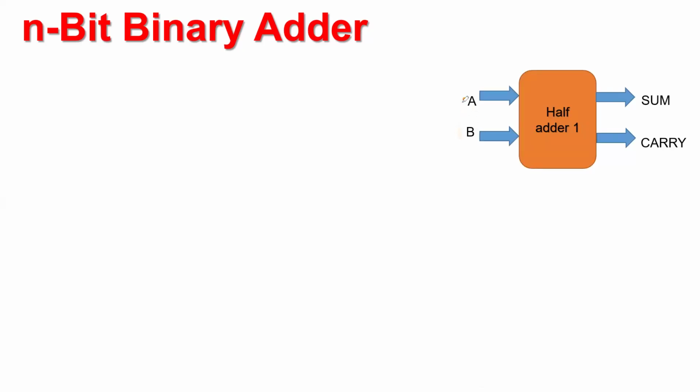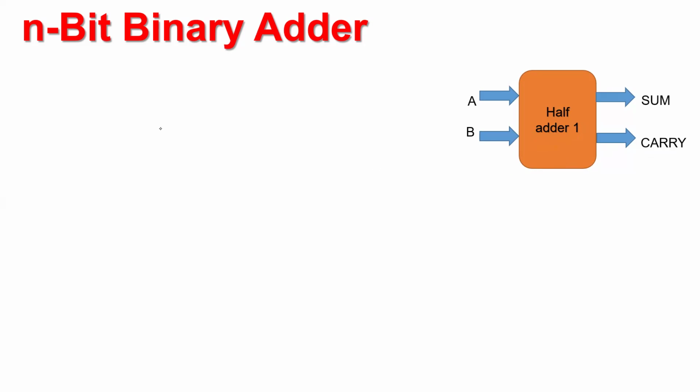For the combination 1 1, you have sum equal to 0 and carry equal to 1. So the carry is generated when both bits A and B are equal to 1. And this circuit is called a half adder because in this addition of 1 1, the carry equal to 1 is not being taken care of by the half adder. That's why it is called a half adder.